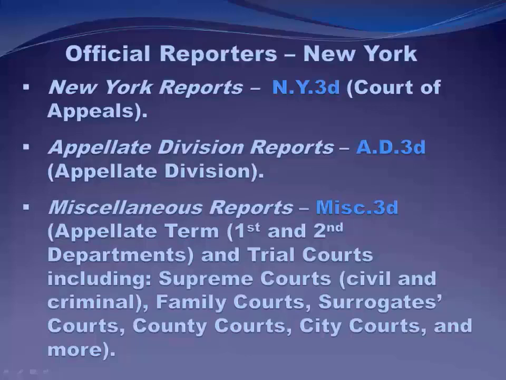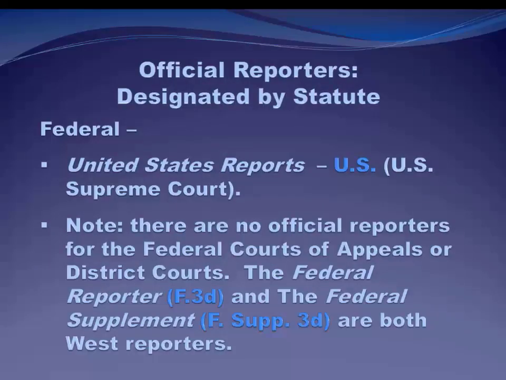The New York reports is NY 3rd, up to the 3rd series, for the Court of Appeals. The Appellate Division reports are AD 3rd, and then the Miscellaneous Reports is where that whole grab bag of trial courts would have their opinions reported. West also has unofficial reports.